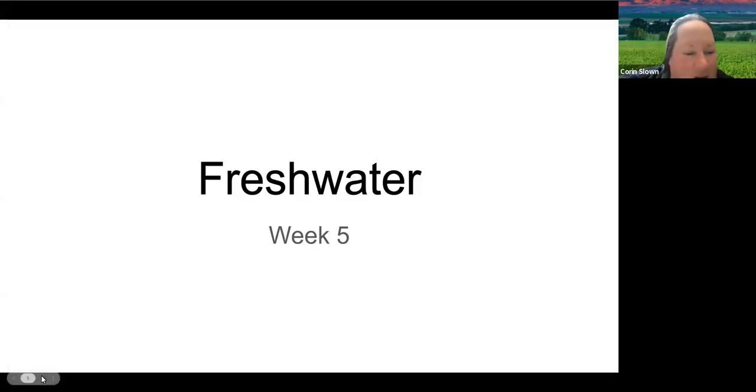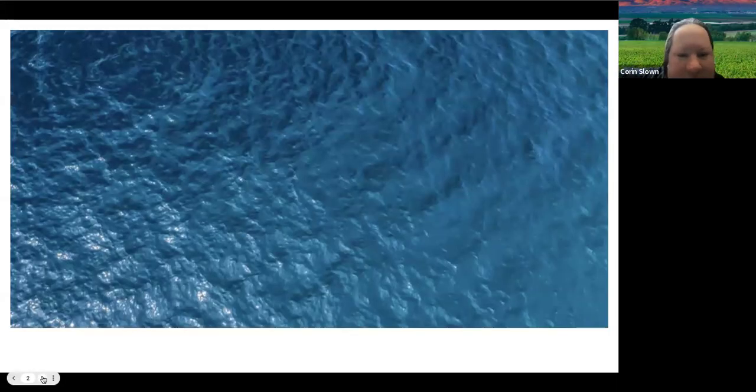I'm gonna have us start with this question of how do you know whether this is salt water or fresh water? Can you tell just by looking? What do you think? How would you know? How would you know if this is salt water or fresh water? What are some of the tests you could do to determine?